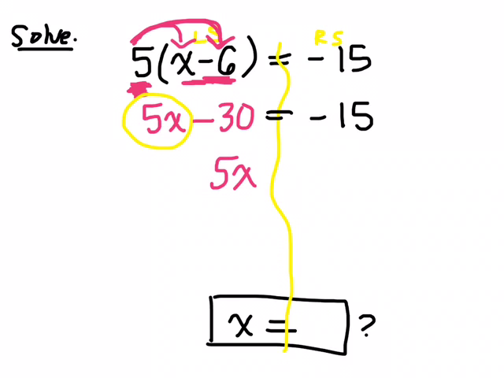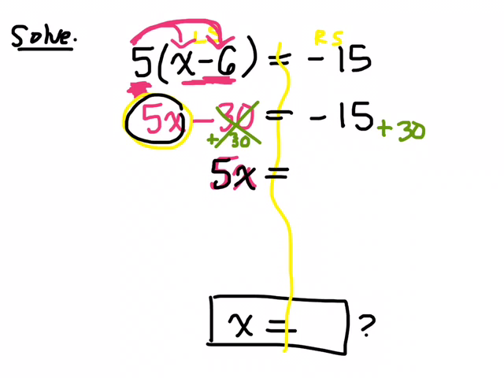And to get rid of the negative 30 or minus 30, what's the opposite of taking away 30? Add 30. If I add 30, negative 30 plus 30 is 0. So I have to add 30 to the right side. Okay, so we have 5x, that's what's left, 5x. And then negative 15 plus 30 is positive 15, right?